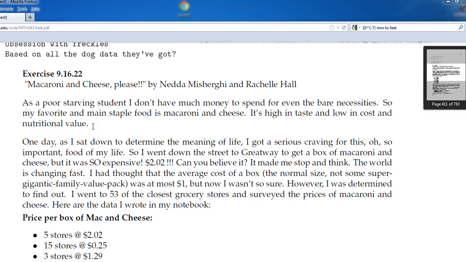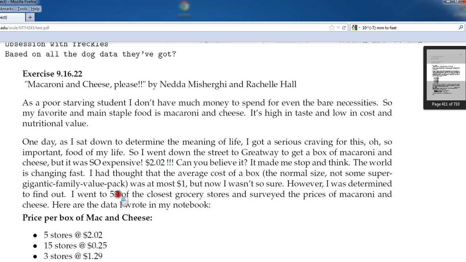It's pasta. Pasta's good. So anyway, they have a claim that they think the average cost of a box of macaroni and cheese was at most $1. Now that's an interesting claim. At most $1. Average cost at most $1. Now that to me sounds like mu is less than or equal to, but we'll make it continuous, less than $1, right? At most. It cannot be more. It can be less, but it can't be more.